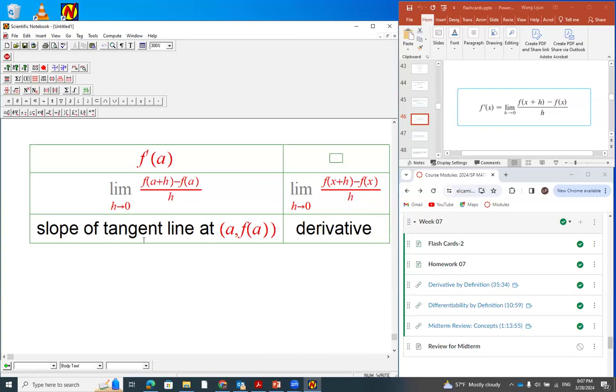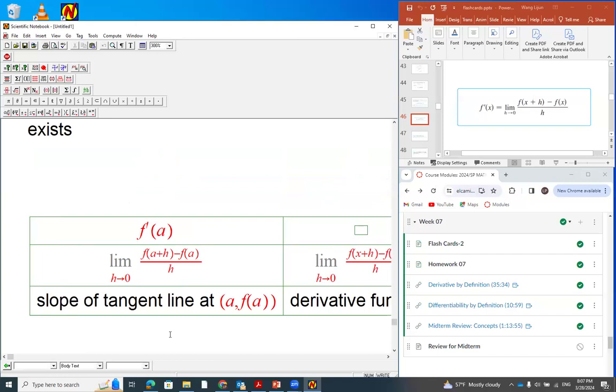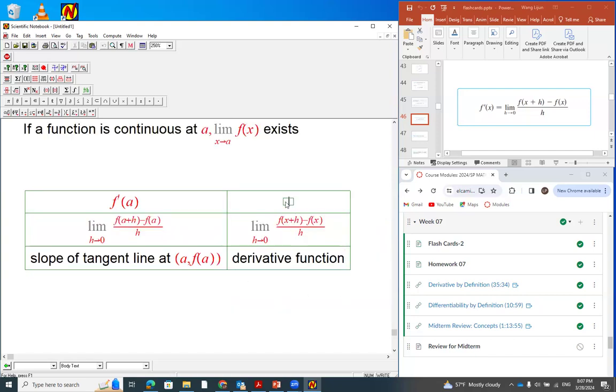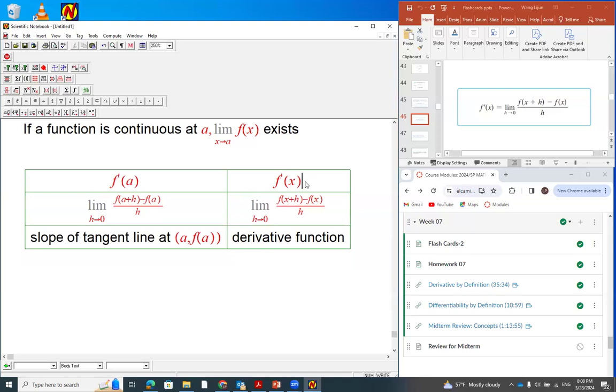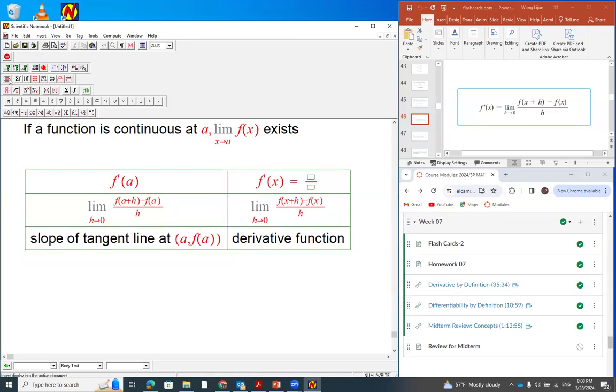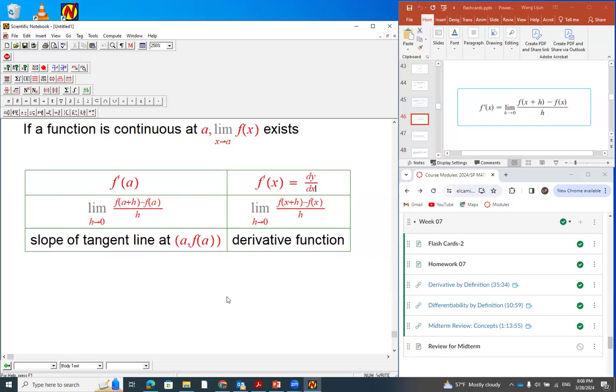So the derivative function gives you the slope of all the points that are differentiable, right? So this is find derivative function. Suppose it is differentiable, then that's how to find the derivative function. And feel free to use notation such as dy over dx.